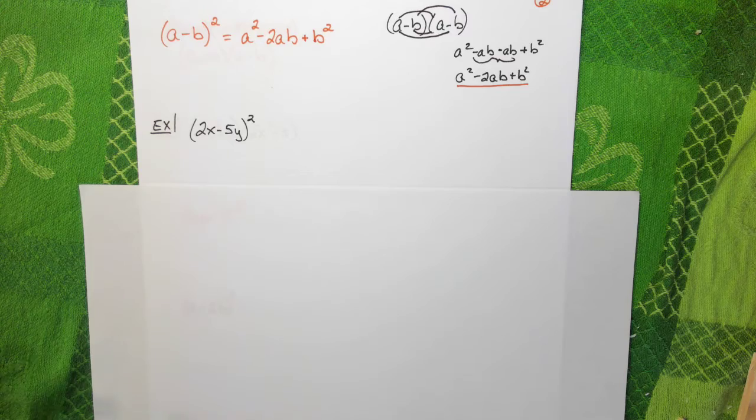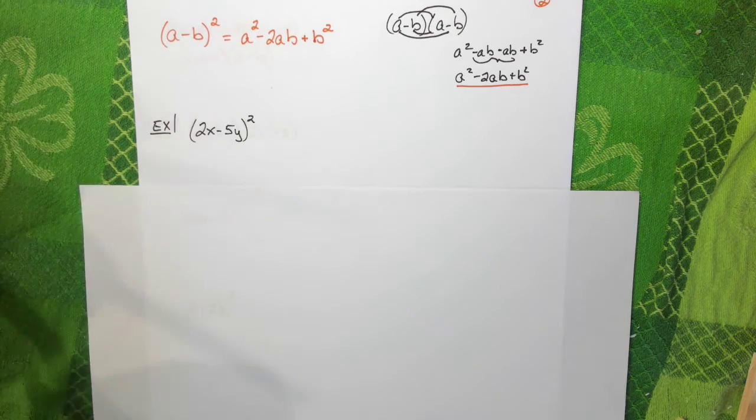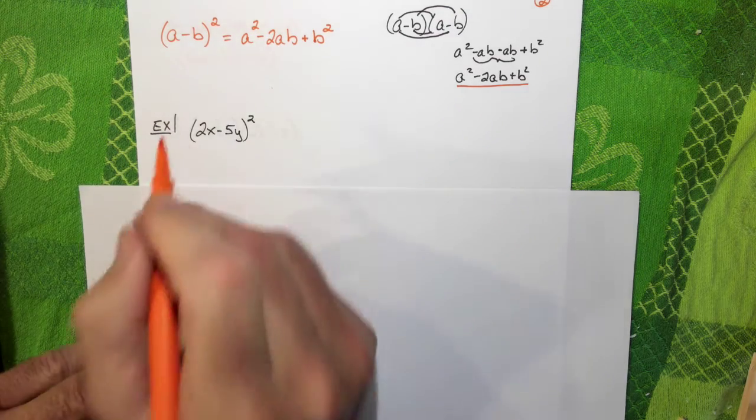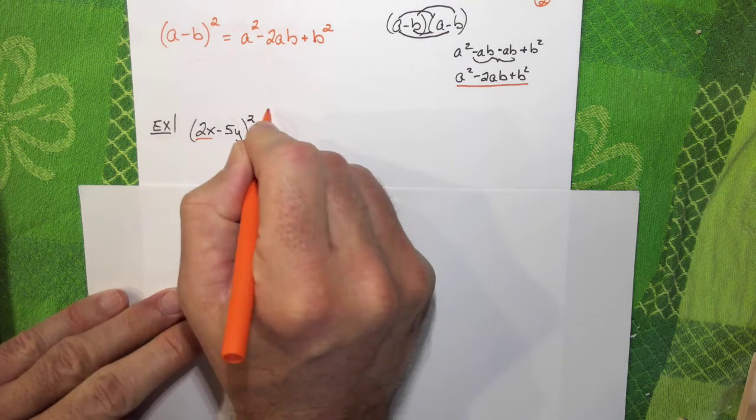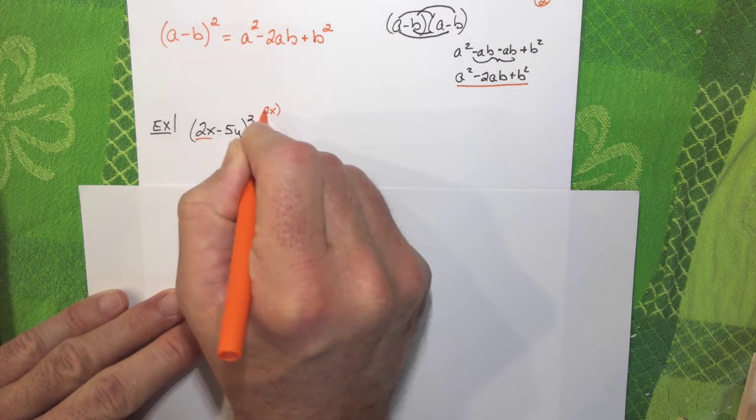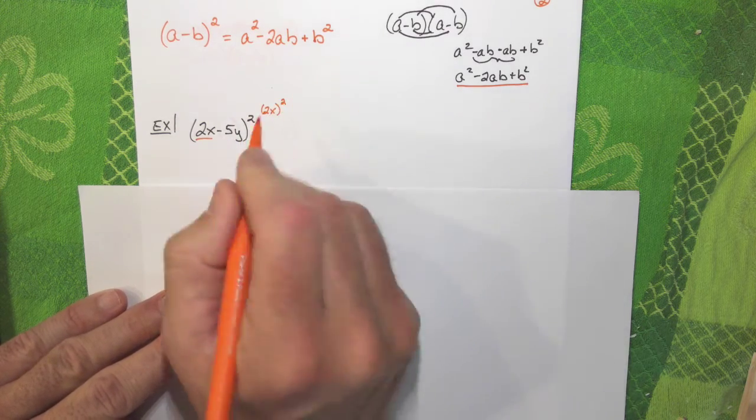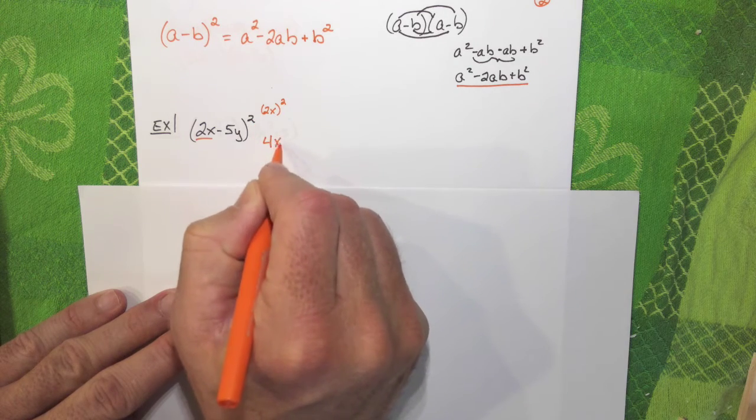Start here. Let's go shortcut route. So I'm going to see my first term is 2x. So in my head, 2x squared is going on. I know that is 4x squared.